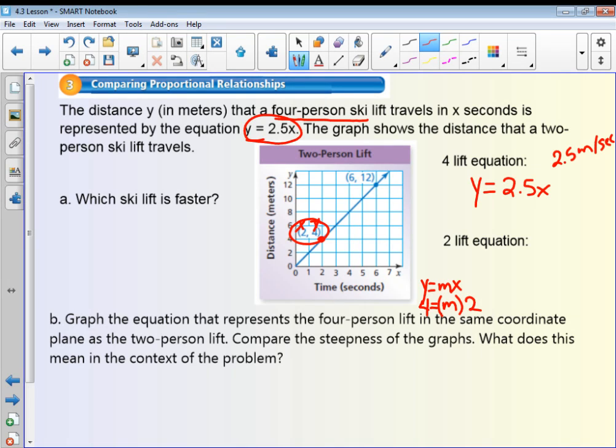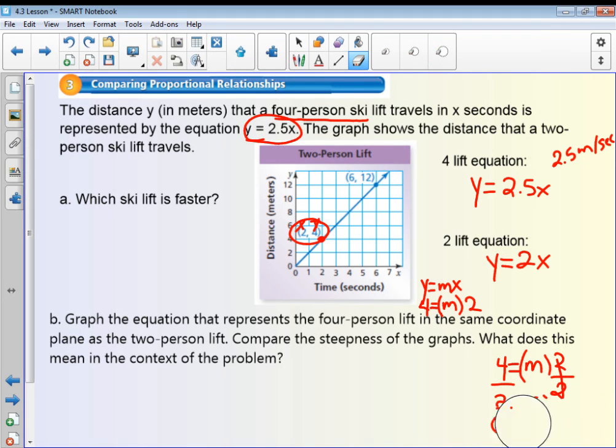Okay, so I wanna work to get that m by itself. So I would divide by 2, m equals 4 divided by 2 is 2. Okay, so my equation is y equals, I just found out that m is 2, so I'm gonna put a 2 where m is, and then my x. Okay, so there's working to get our equation written.